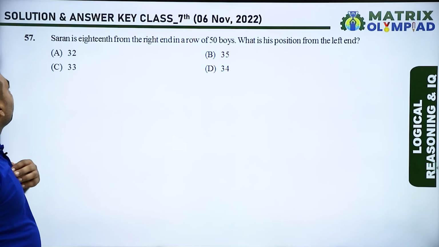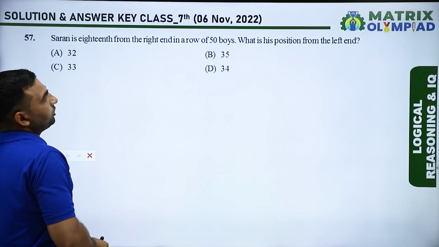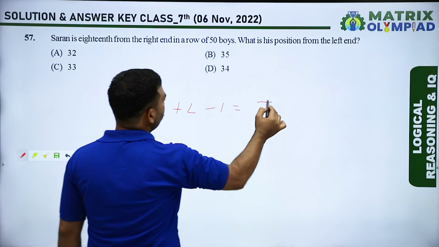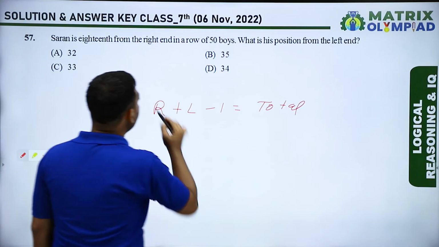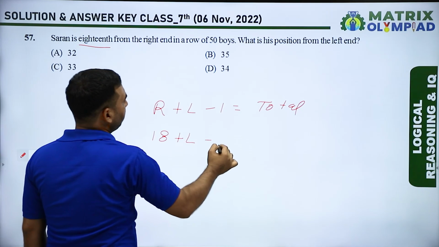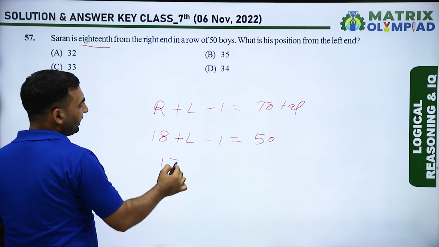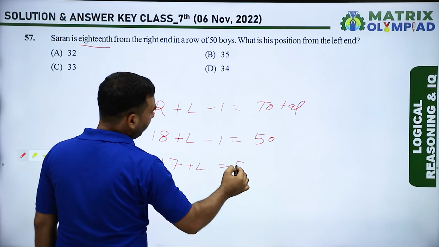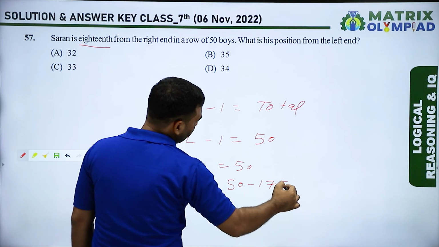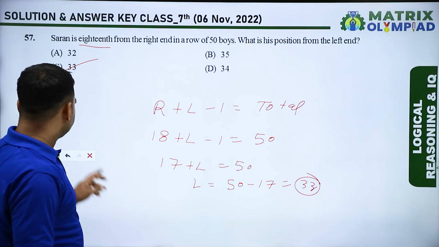Next question is, Saran is 18th from the right in a row of 50 boys. What is his position from the left? As you know, right plus left minus 1 is equal to total. So 18 minus 1 is 17, plus left equals 50. Left is 50 minus 17, which is 33. 33 is our answer. Option C is the correct answer.